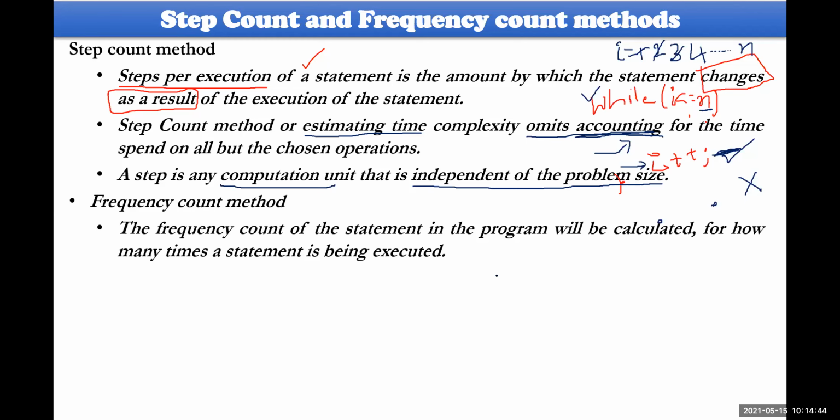How long the execution takes place for one particular statement is called the step count. Step count means how long the statement will be executed. Frequency count means how many times; the name itself indicates the frequency of execution. So how many times the statement gets executed is called the frequency count method.